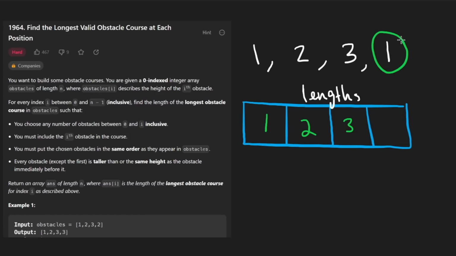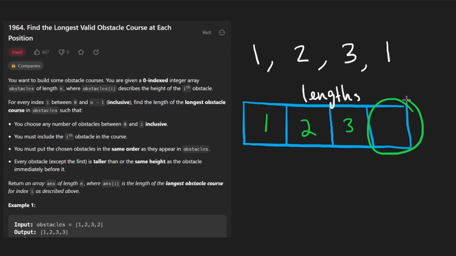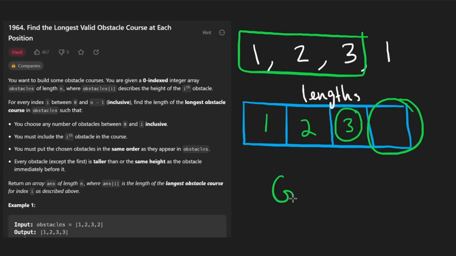Now, finally, we get to 1. This is not valid. But how would we know that algorithmically? And also, how would we know that efficiently? Well, to fill in this spot, one thing we could do is look previously and say, okay, the LIS of this was 3. So let's try to be greedy here. Can I just say the LIS for this spot is going to be 3 plus 1? Can I just say it's going to be 4 again?